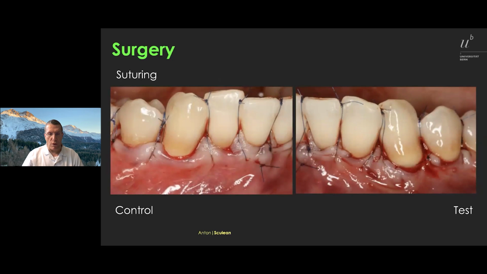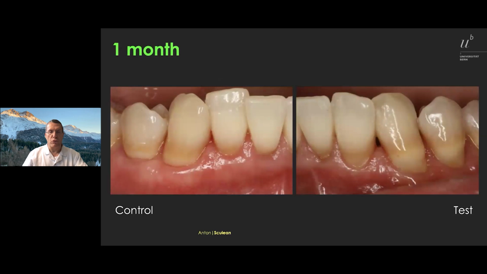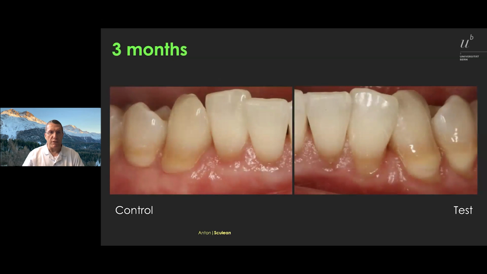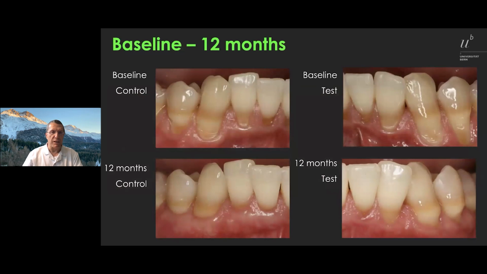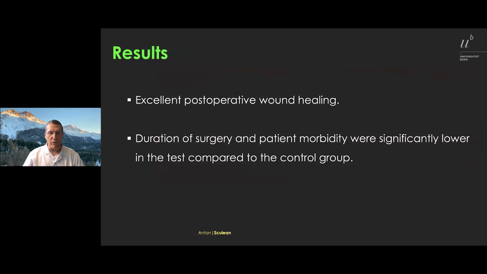The material was covered in every single surgery, and then the results were reported and evaluated at 1 month, at 3 months, at 6 months. You can see the changes in the tissue texture, in the coverage, in the thickness, up to 12 months. And what we observed is that both groups performed significantly better compared to baseline. However, the duration of surgery and patient morbidity were significantly lower in the test compared to the control group.